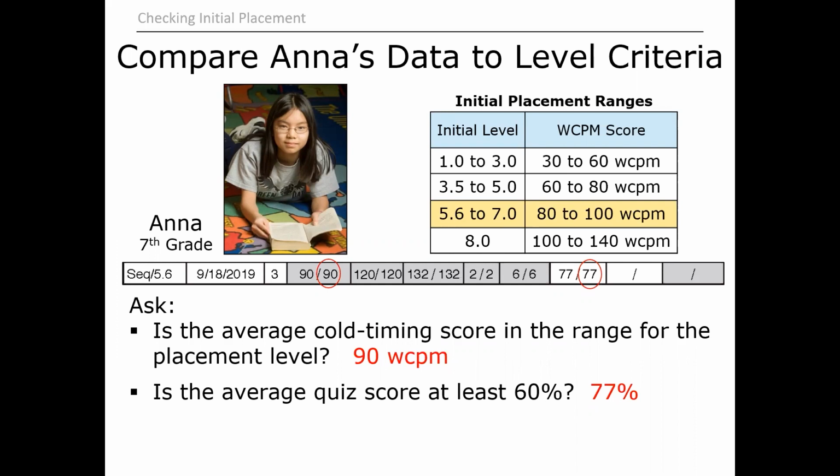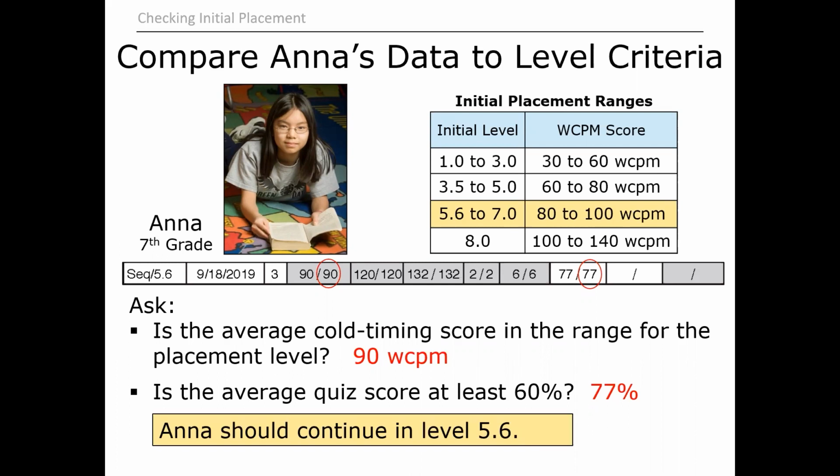So what would you do? Would you continue Anna in this level? Would you raise Anna to a higher level? Or would you lower Anna to a lower level? What do you think you would do? Think in your head for a moment. Continue Anna in this level. Her words correct per minute score is right within the range. Her comprehension is good enough.